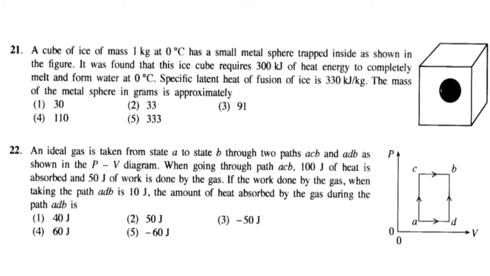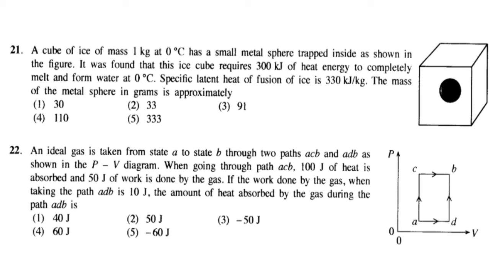Question number 21. A small metal sphere is trapped inside a cube of ice of mass 1 kilogram at 0 degrees Celsius. And it was found that this ice cube requires only 300 kilojoule of heat energy to completely melt and form water at 0 degrees Celsius. Specific latent heat of fusion of ice is 330 kilojoule per kilogram. They are asking for the approximate value of the mass of the metal sphere in grams.